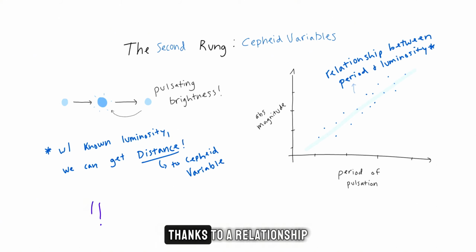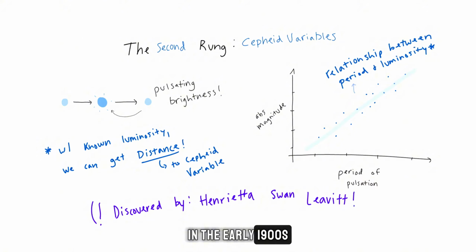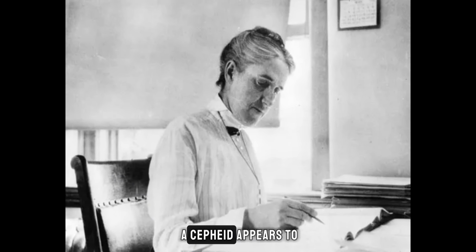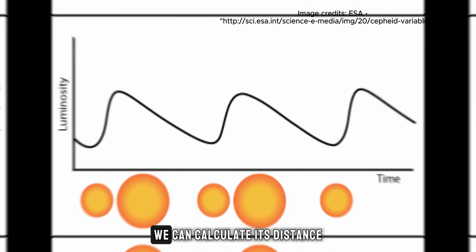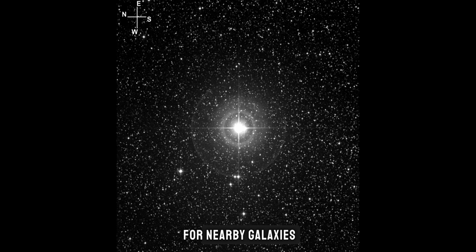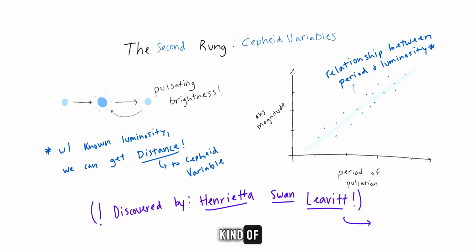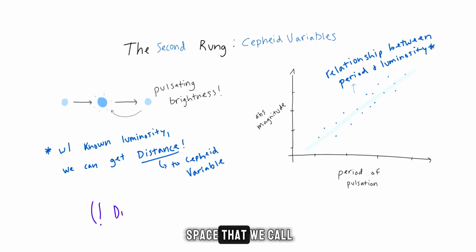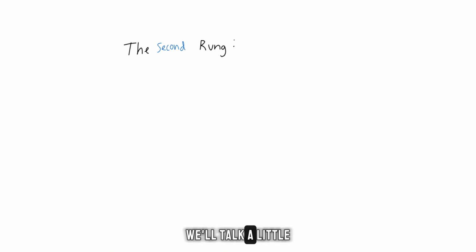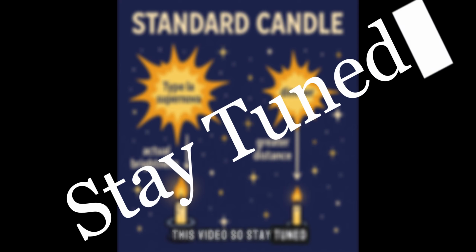How? It's all thanks to a relationship discovered by Henrietta Swan Leavitt in the early 1900s. By comparing how bright a Cepheid appears to its true brightness, we can calculate its distance. Cepheids are like lighthouses for nearby galaxies, helping us measure distances up to tens of millions of light years. Cepheid variables are one kind of star and object in space that we call standard candles. We'll talk a little bit more about what standard candles are later in this video, so stay tuned.